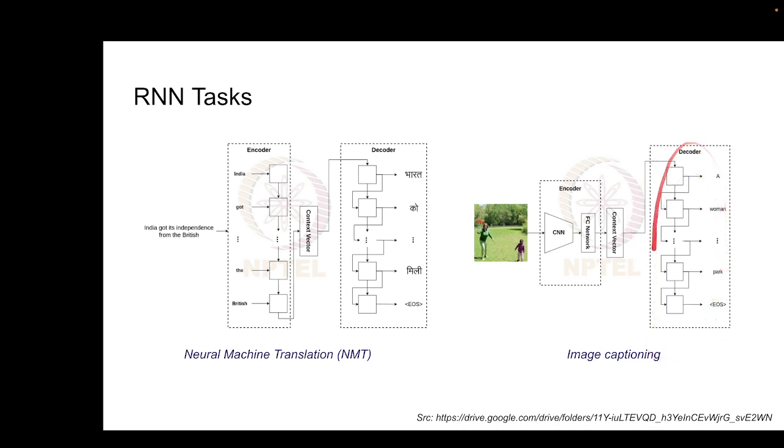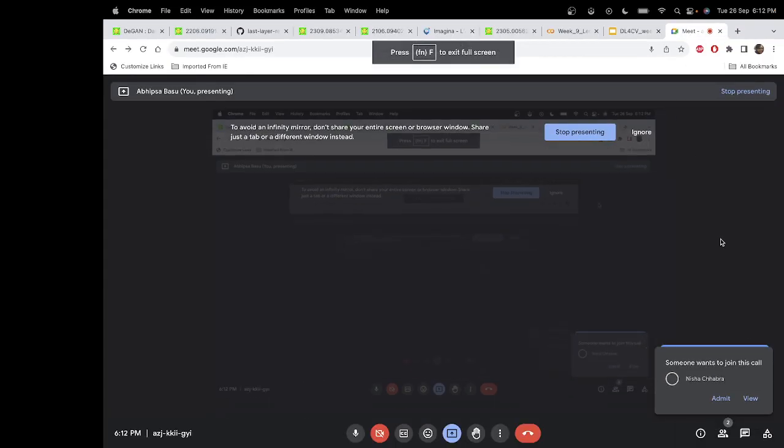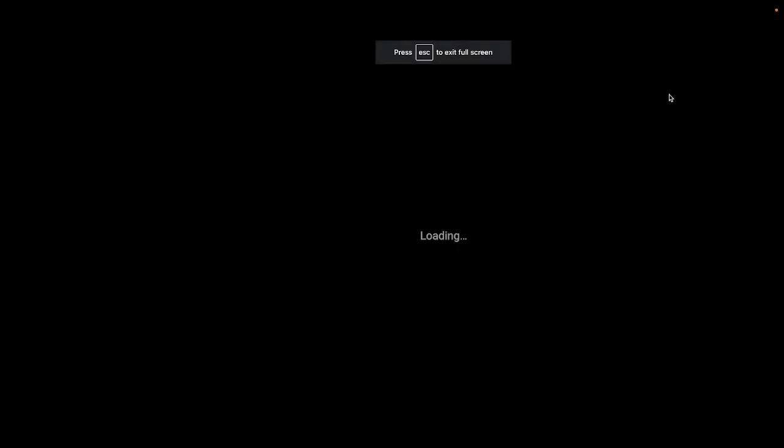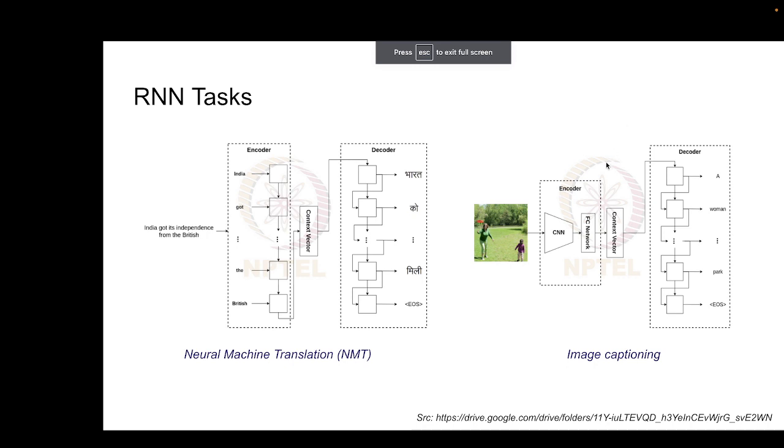This decoder is made up of an RNN. But again you can see one thing: this context vector may not contain all the information of the image together, because CNNs are meant for spatial information. Okay, so yeah, we were here.